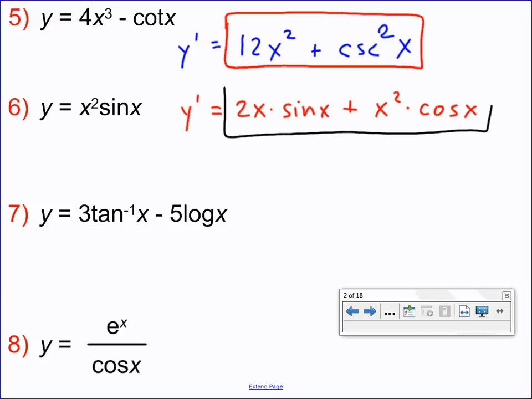So 2x sine x plus x squared cosine x. Raise your hand if you had that. Did you get the product rule right? Hey, that's good news. All right, so let's do the derivative of inverse tangent.